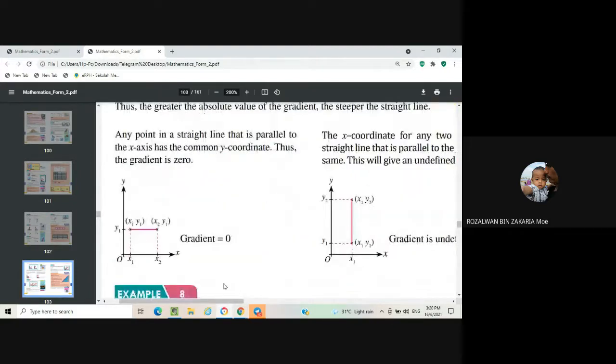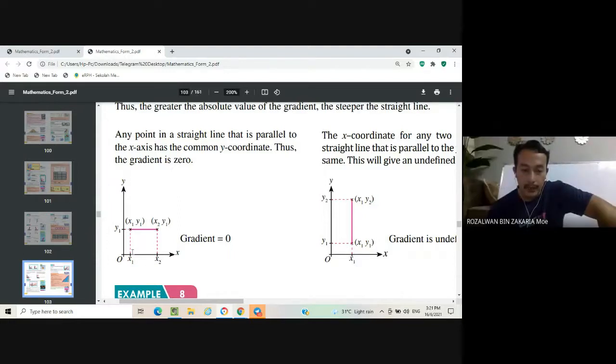Any point in a straight line that is parallel to the x-axis has the common y coordinates. Thus, the gradient is 0. If you calculate the gradient equal to 0, the graph looks like this, as I mentioned before. It is a straight line, and the straight line here is parallel to the x-axis.